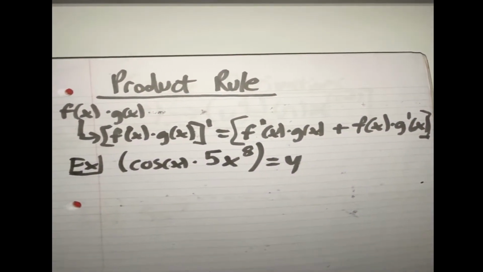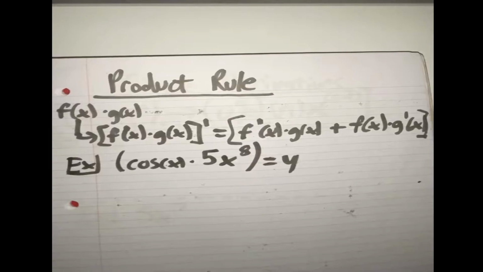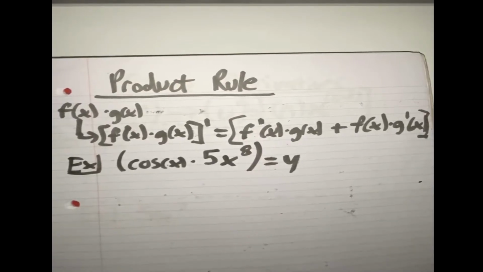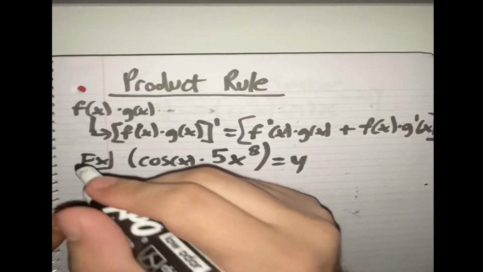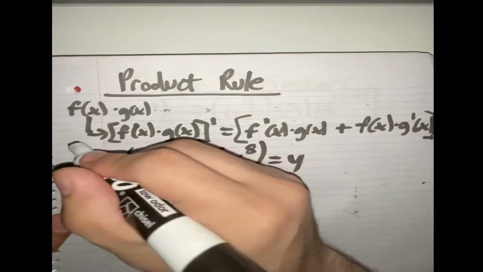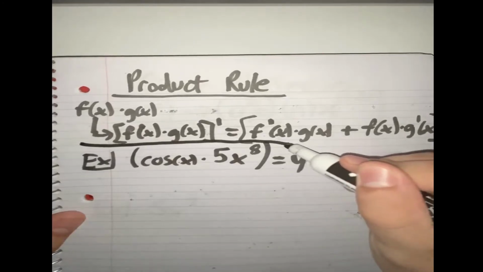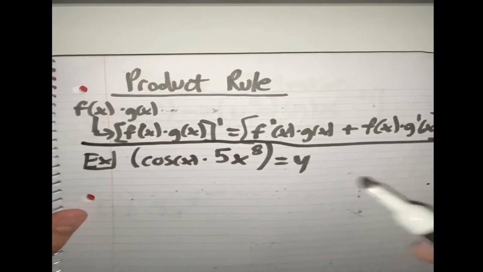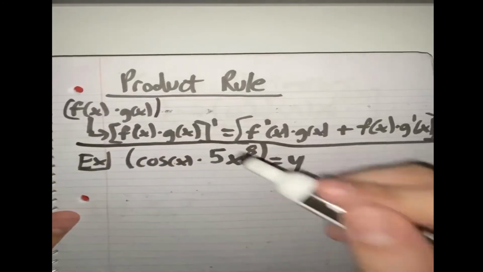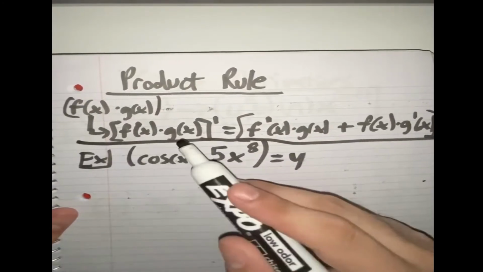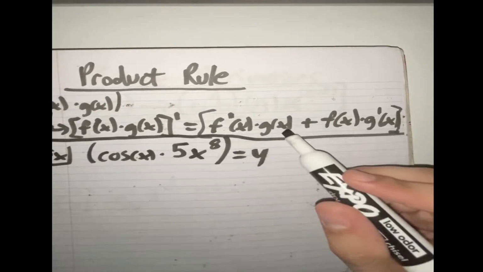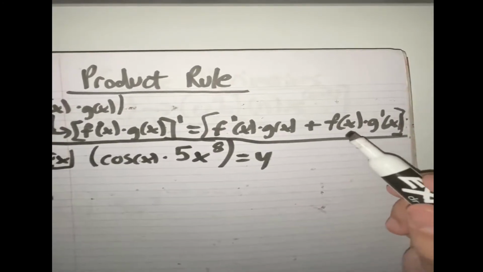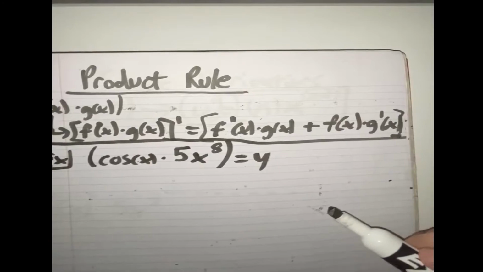Alright guys, so in this video we're going to go over how to solve for the product rule. The product rule is basically applied whenever we have two functions that are being multiplied by each other. So the derivative of f of x times g of x is f prime of x times g of x plus f of x times g prime of x.